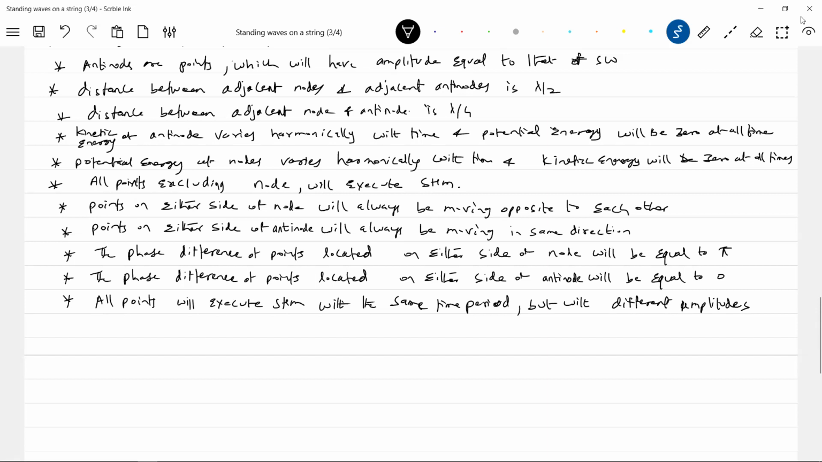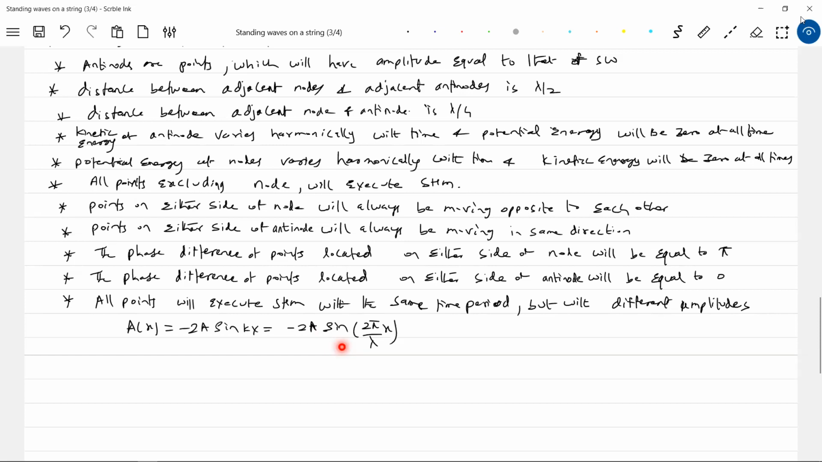How to calculate the amplitude of any point on a rope? I have this formula. You can use this formula. The negative sign, if you want to carry, no problem. The amplitude of the point at x equal to 0 will be 0. At x equal to lambda by 4, it is 2a. At x equal to lambda by 8, it is root 2 a. Like that, we can find the amplitude of different points on a rope with this particular formula.